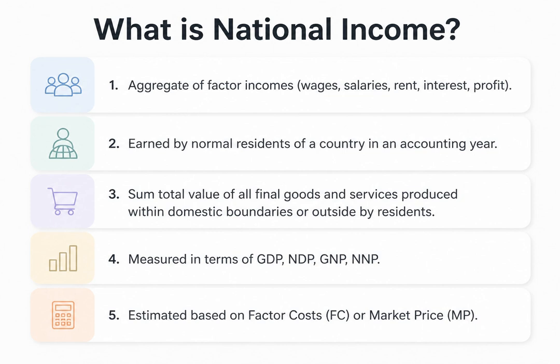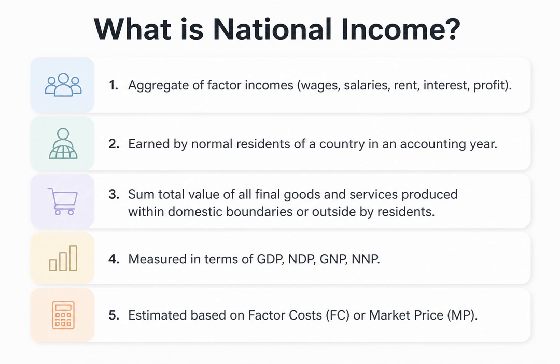At its core, national income is the aggregate of all factor incomes. This includes wages, salaries, rent, interest, and profit earned by the normal residents of a country during a specific accounting year, which in India is from April 1st to March 31st. In simpler terms, it is the total value of all final goods and services produced by a country's residents, whether they are operating inside the domestic borders or abroad.